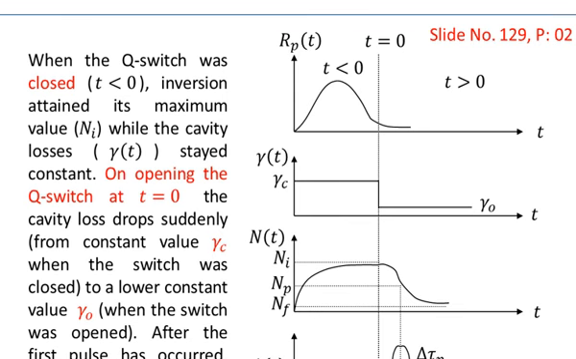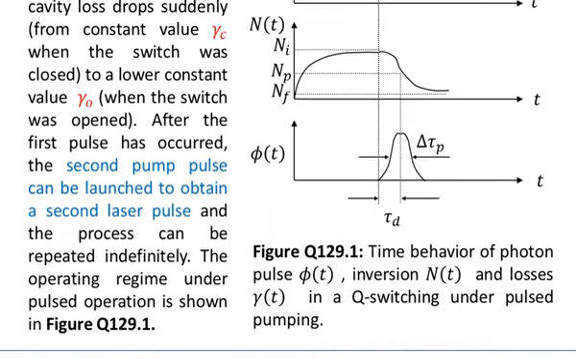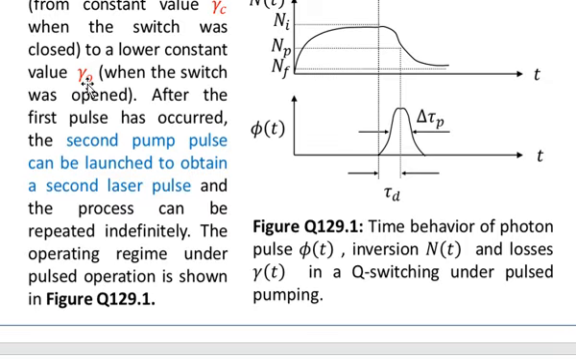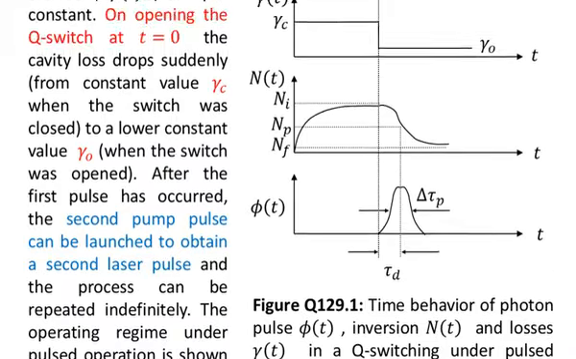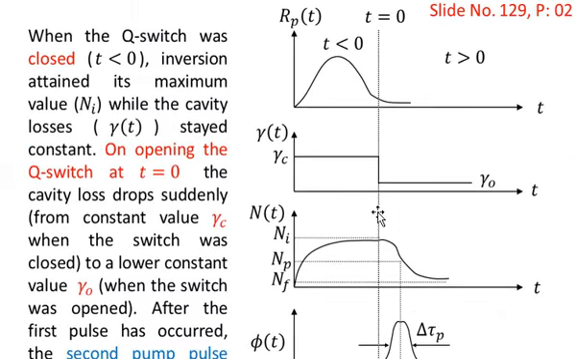So gamma naught may be associated with the cavity losses. So the subscript naught stands for when the switch was opened, and c stands for when the switch was closed. So this gamma c can be regarded as the losses of the cavity when the switch was closed, and gamma naught is the losses of the cavity when the switch was in the open state.